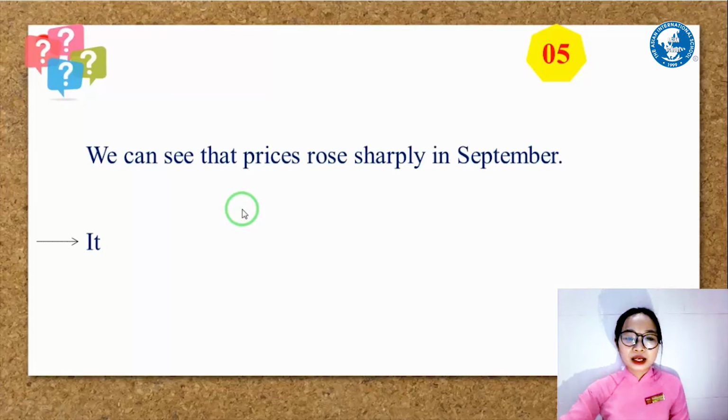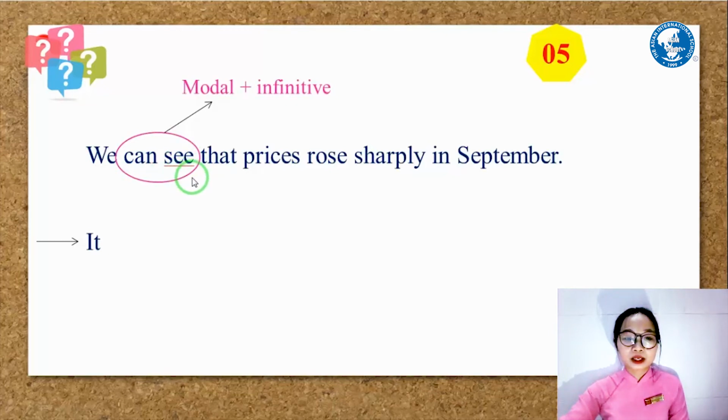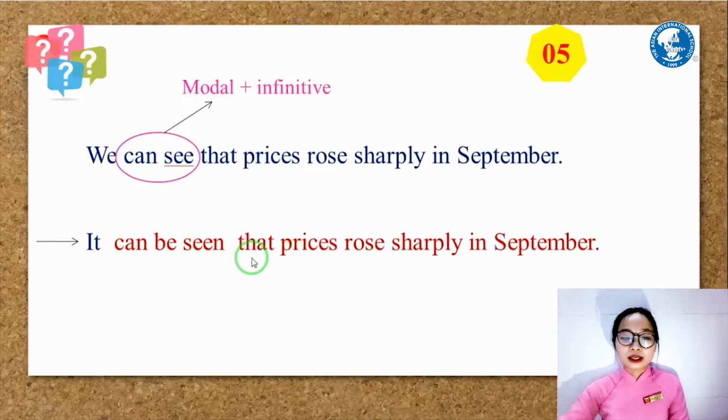We can see that prices rose sharply in September. In this sentence, the reporting verb is see, and the form is modal go with infinitive. And it is pattern one, right? So after it is be and reporting verb in past participle form. See in past participle form is seen, and be go with modal. Okay, and after that is that clause, that prices rose sharply in September.